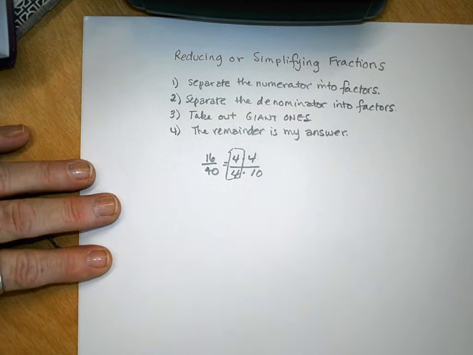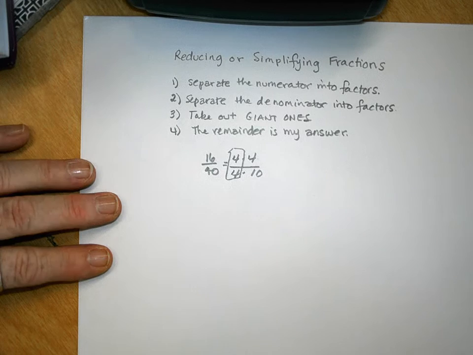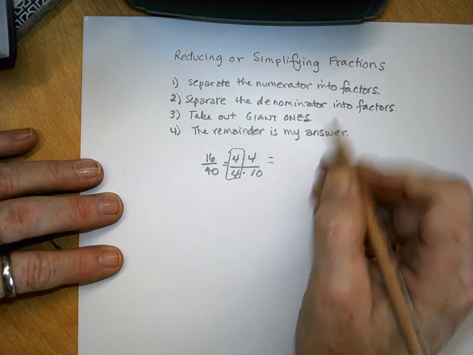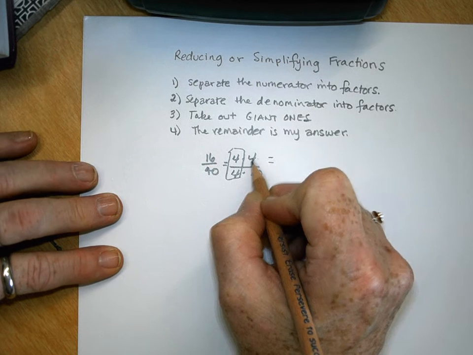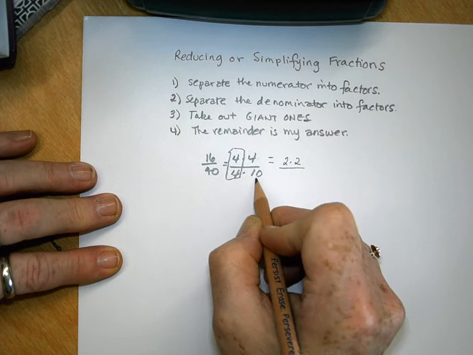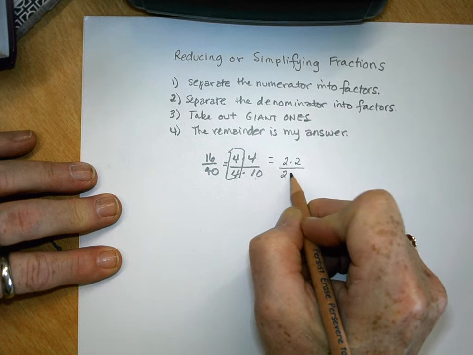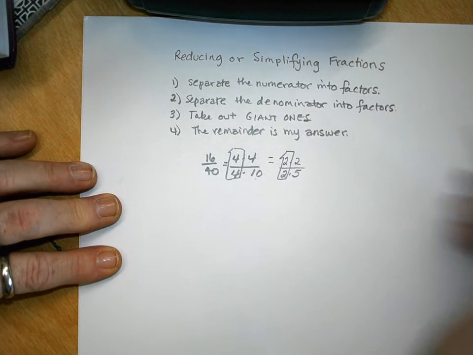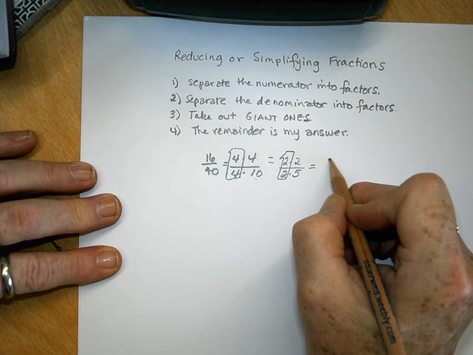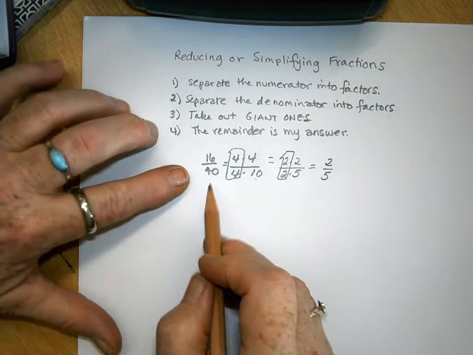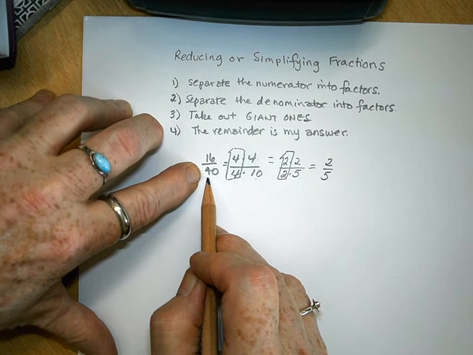Now I can further reduce this by seeing if I have any more common factors. I see that yes, 4 can be separated into 2 times 2, and 10 can be separated into 2 times 5. Here's my giant 1, and my remainder is 2 out of 5. Now I can take this backwards and get to 16 out of 40.